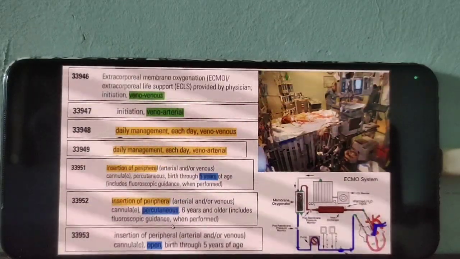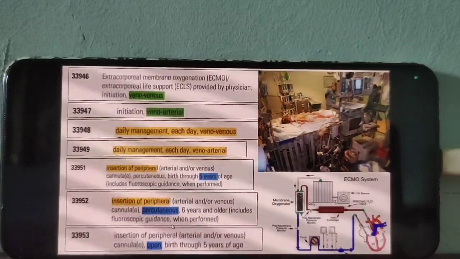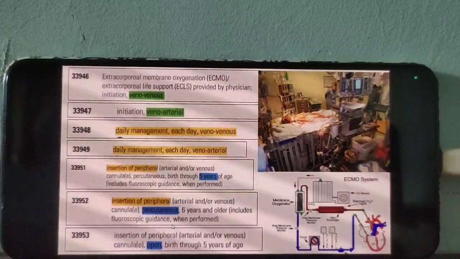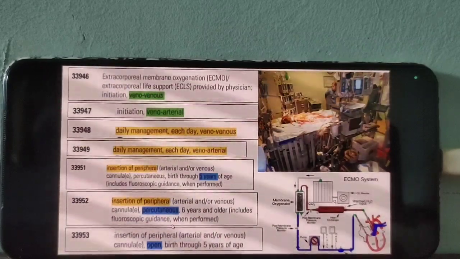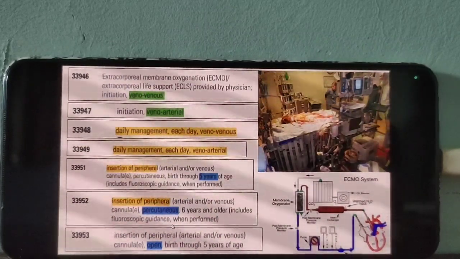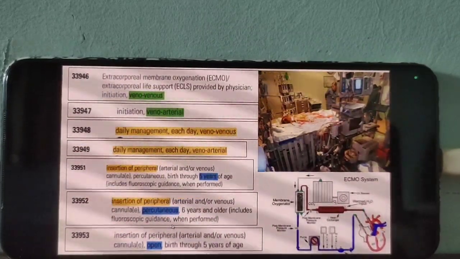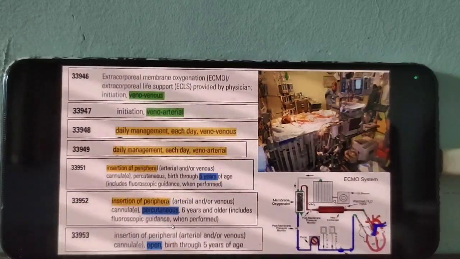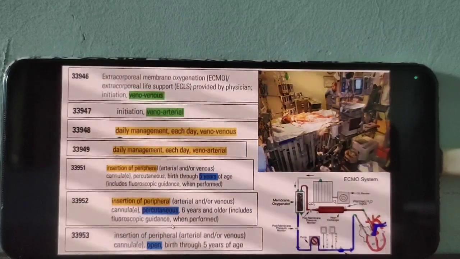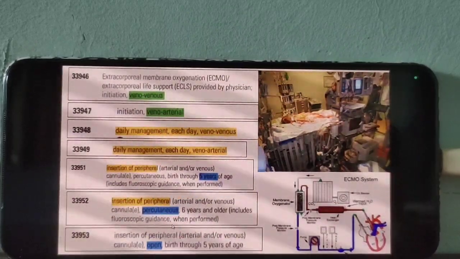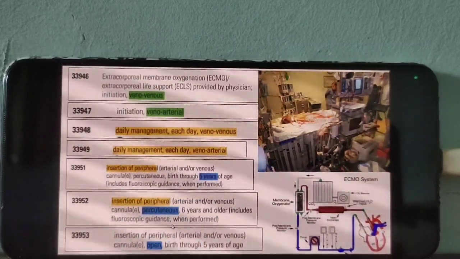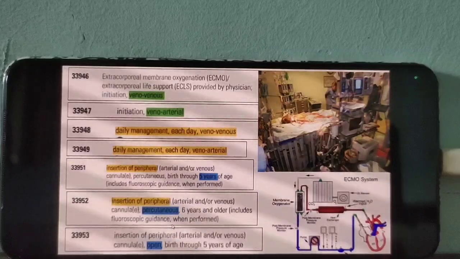And 33948 and 33949 are for daily management. On the first day of insertion, we should apply the codes 33946 and 33947. On a daily basis, the doctor just examines the device only, for daily management each day.